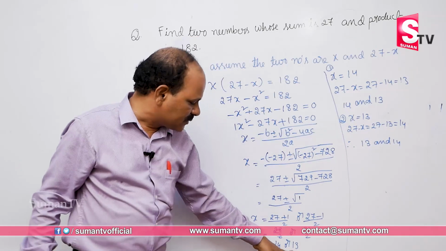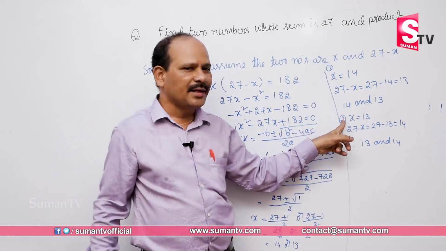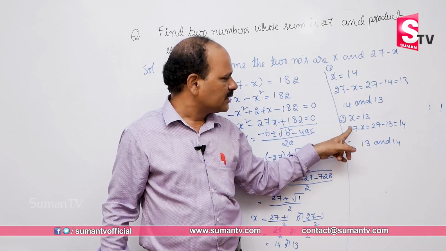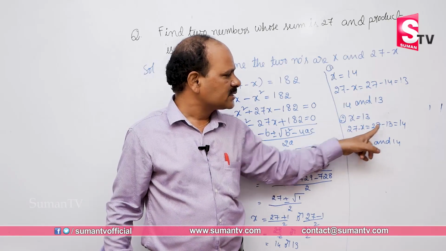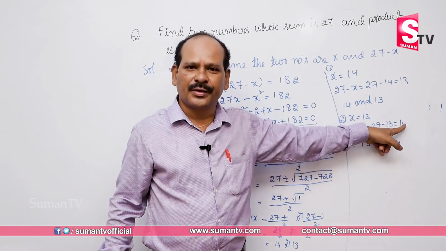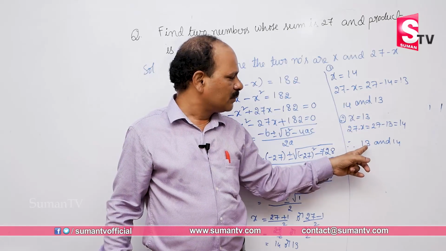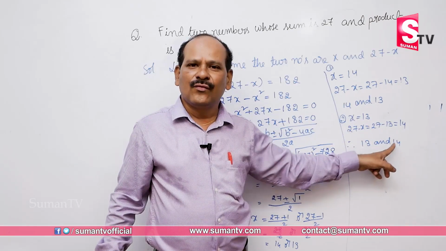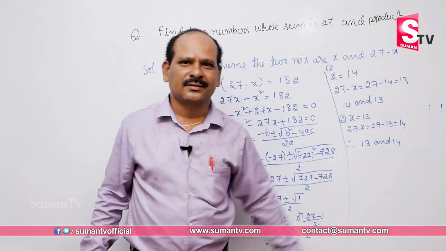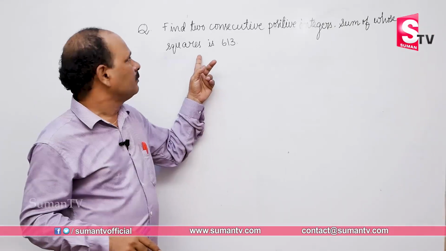Next time I am substituting 13 as x. So x is 13. Then 27 minus x is equal to 27 minus 13, that is 14. So I am getting the two numbers are 13 and 14. Okay. Thank you. Have a look at this problem.